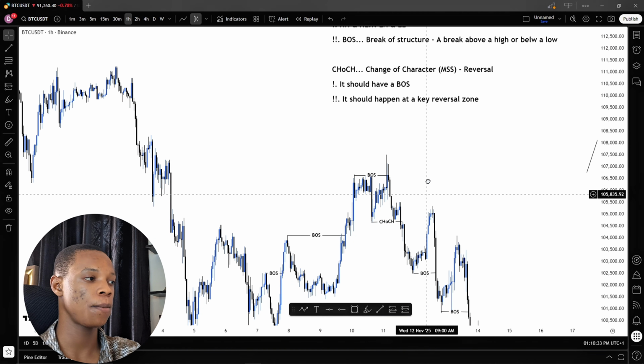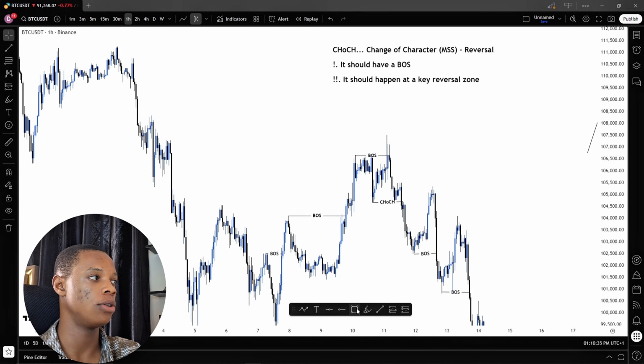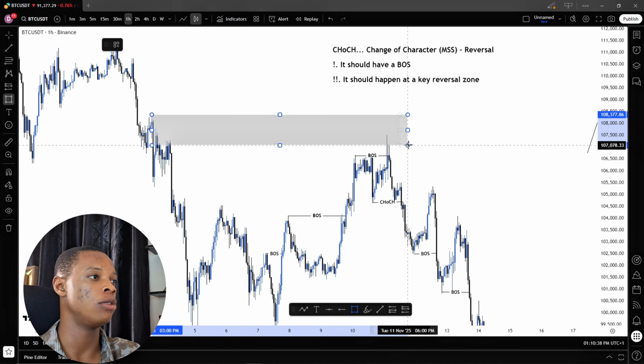Let's say this case now. Let's say this very case. This was a sell zone. This full zone right here was a good sell zone.